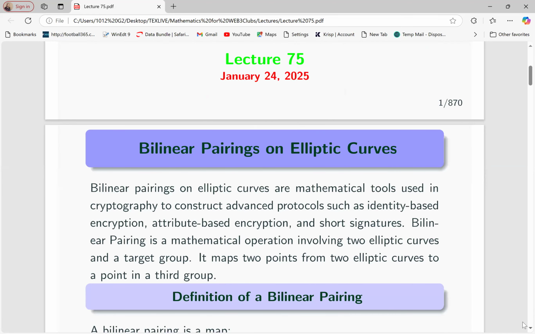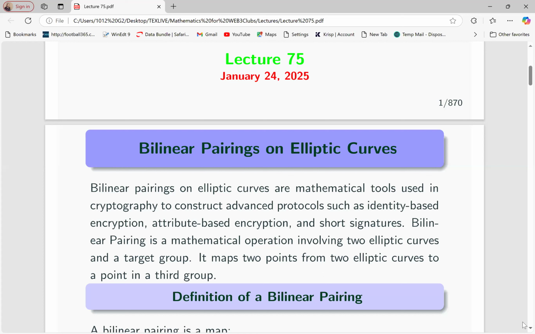We have other ways of ensuring post-quantum security, and we'll be looking at those other ways later. But for now, we're still looking at elliptic curves. So I've said that bilinear pairing on elliptic curves are tools that are used in cryptography to construct protocols such as identity-based encryption, attribute-based encryption, and short signatures.